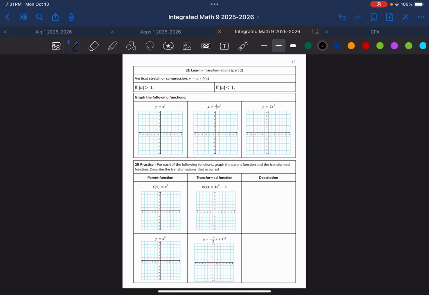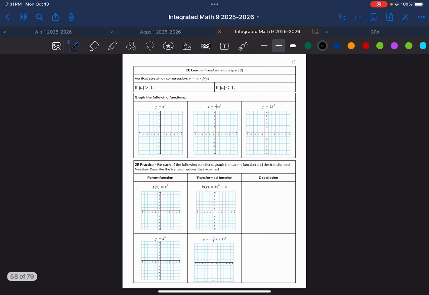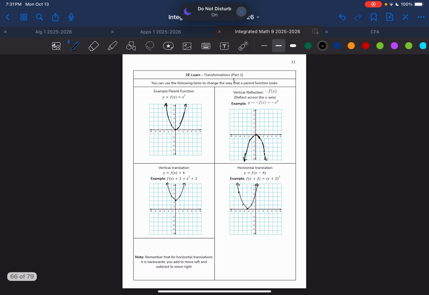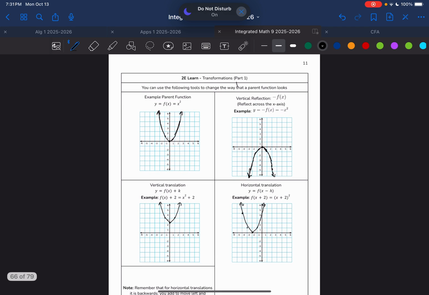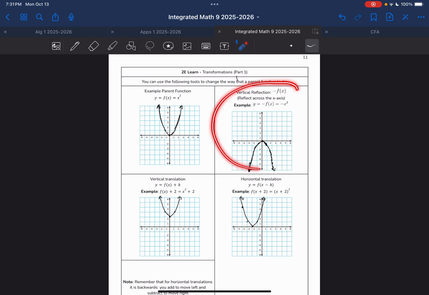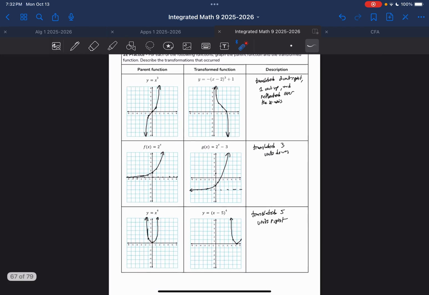Alright, so in this video I'm going to be talking through pages 13, 14, and 15 in the notes packets, all about transformations. We already did the most straightforward types of transformations that include reflecting it across the y-axis or reflecting across the x-axis by making the function negative, translating it up by adding or subtracting an amount at the outside of the parentheses, and moving it left and right by adding or subtracting inside the parentheses.